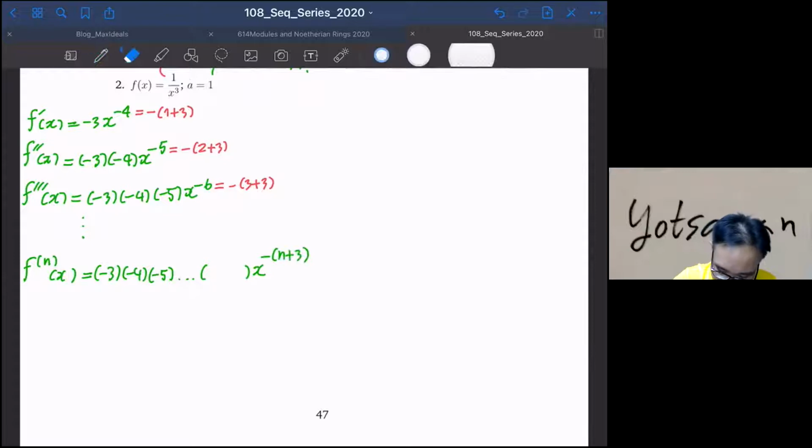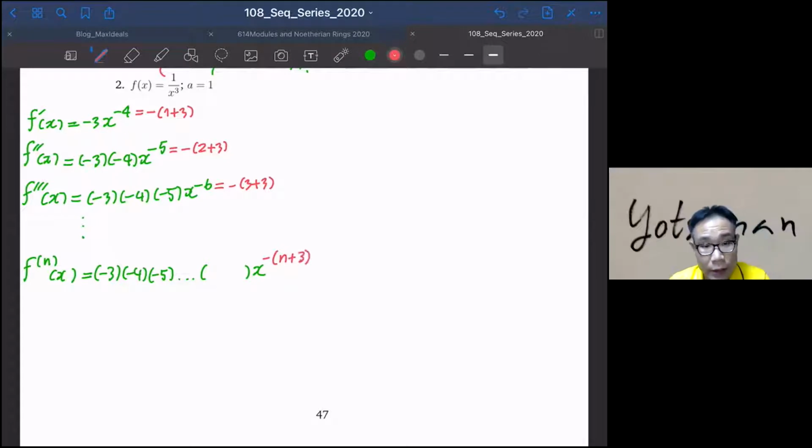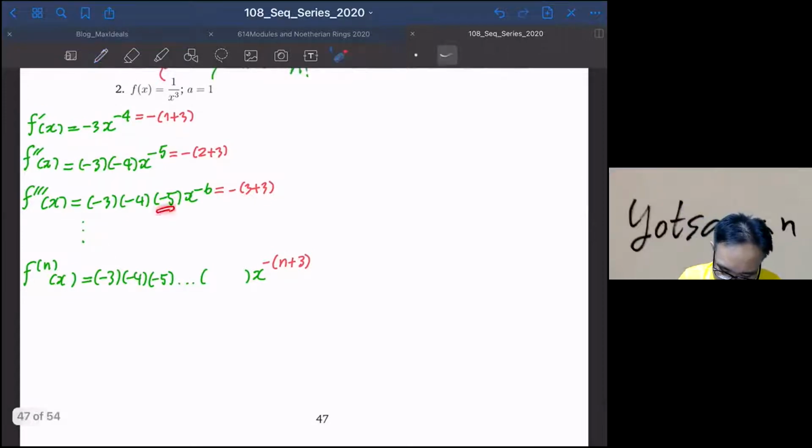Okay, so let me write it in red for you to understand. So you see that the power that we just have should be x to the negative n plus 3. Okay, so this one. And you see that, hey, what is this guy? It is negative 5, and this guy is negative 6. So they're kind of consecutive, right? They're next to each other.